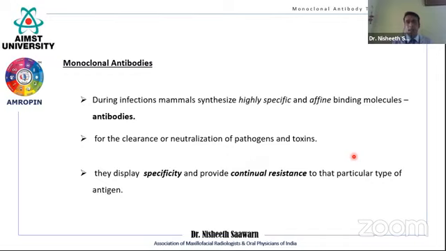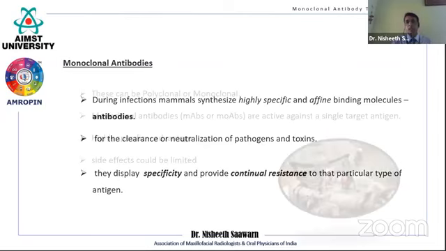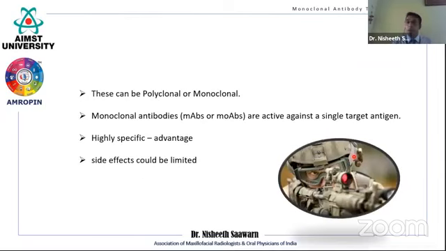So it also provides continual resistance to them. Now, these antibodies can be of two types. They can be either polyclonal or monoclonal. What do you mean by polyclonal antibodies? Polyclonal antibodies are those which are not specific to one particular antigen. Most of the naturally produced antibodies in our body are most of the time polyclonal.